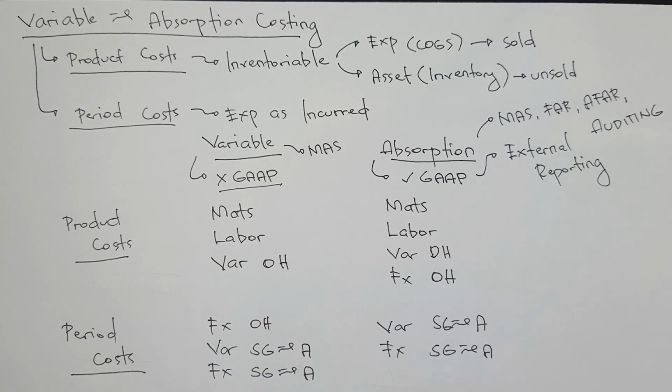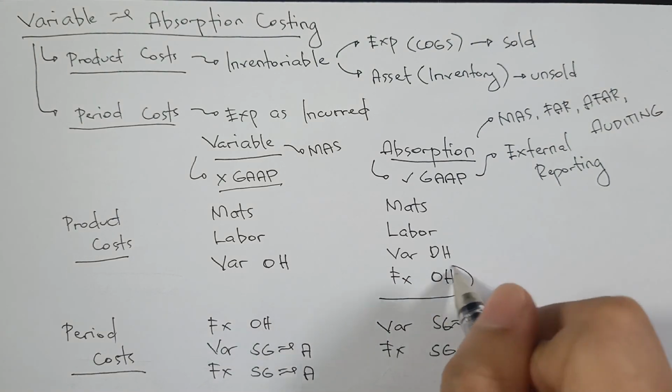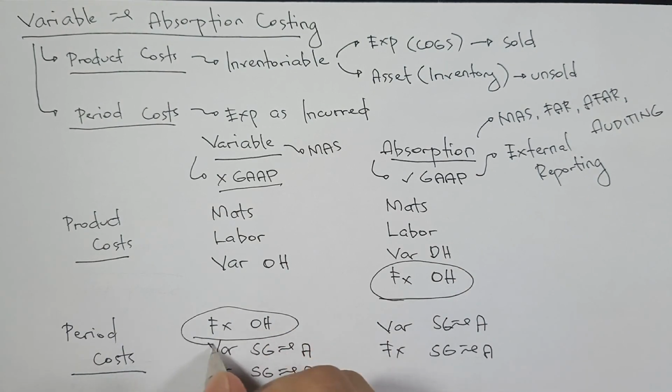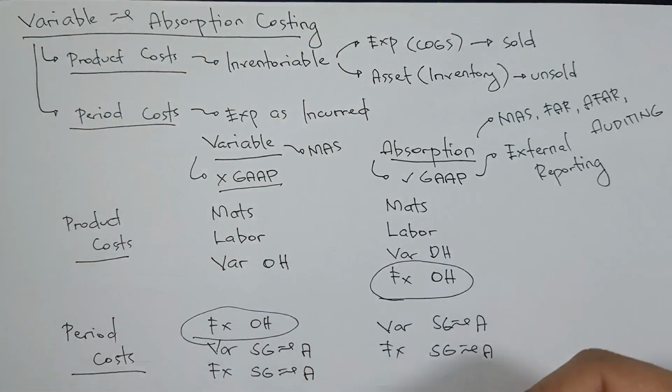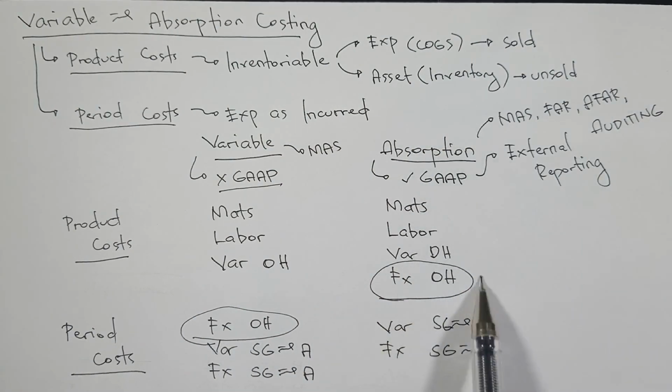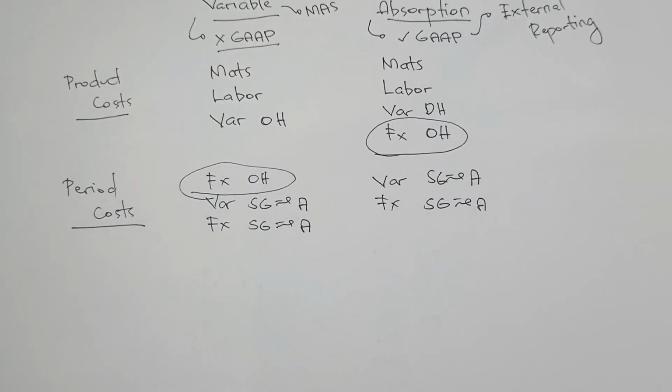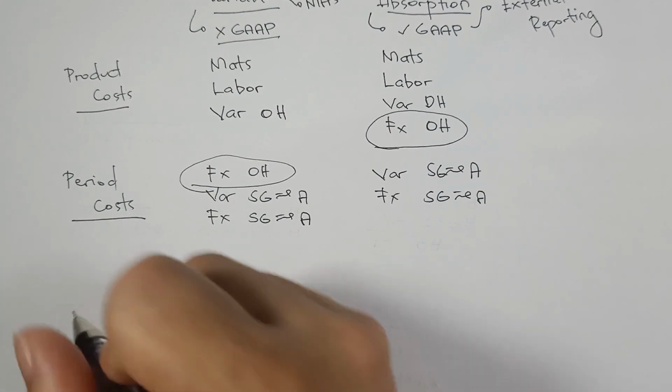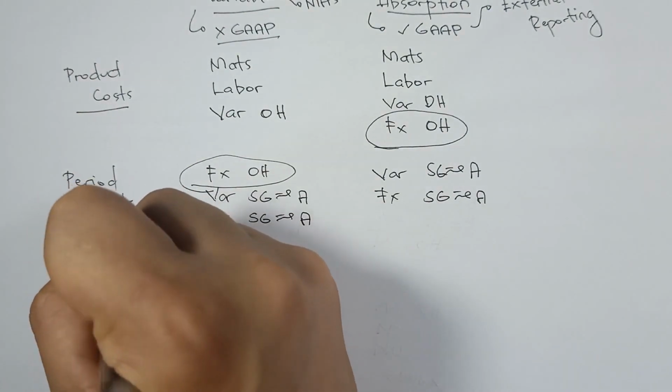So as you can see, their only difference is the treatment of the fixed factory overhead. Because under variable costing, fixed overhead is a period cost, while under absorption costing, fixed overhead is actually treated as a product cost. Malinaw pa? Next, punta tayo, right, sa net income computation.